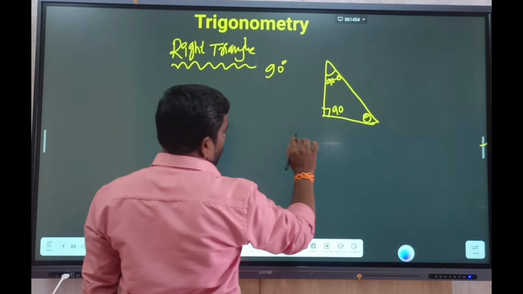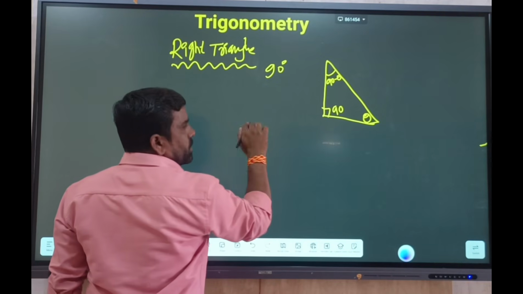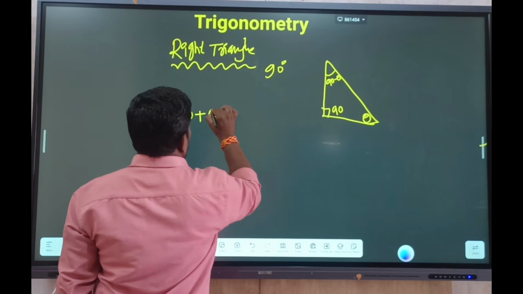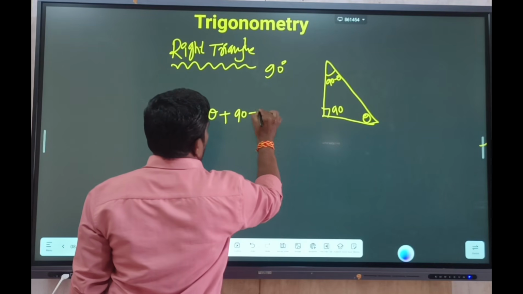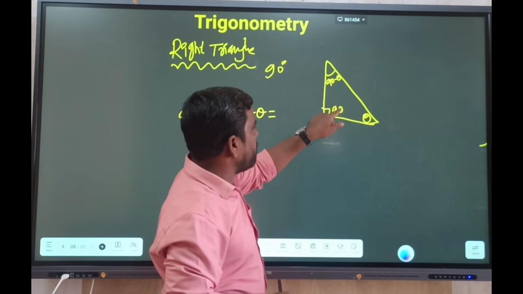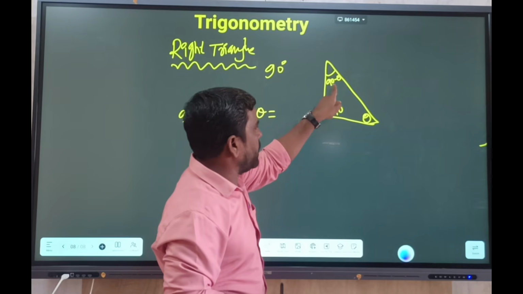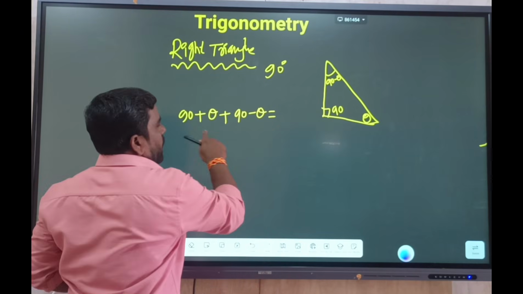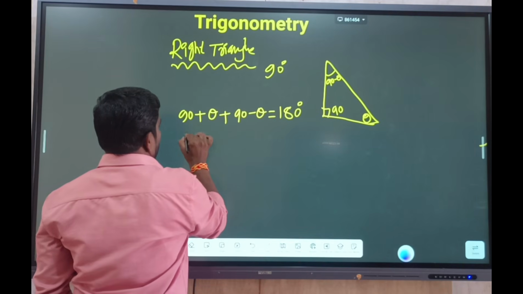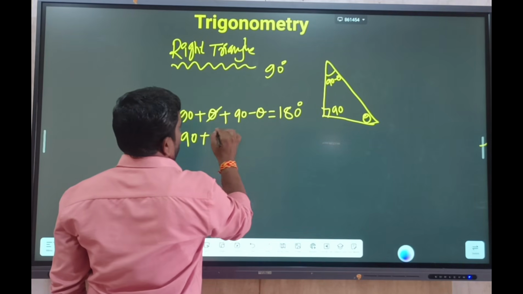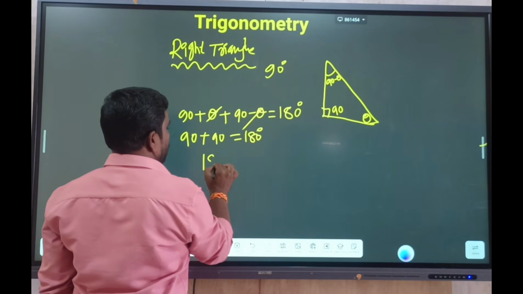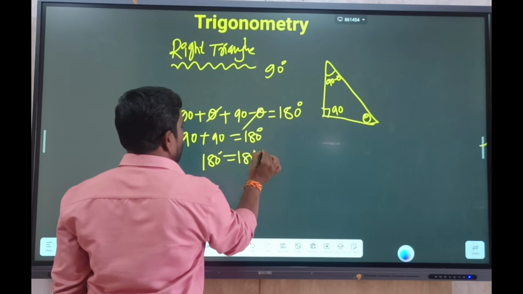Look here, the sum of the three angles is 180 degrees. Here 90 degrees plus theta plus 90 minus theta. These are the three angles in a right triangle: 90 degrees, theta, and the remaining 90 minus theta. The sum of the three angles in a triangle is 180 degrees. So theta minus theta cancels, remaining 90 plus 90, 180 is equal to 180. Both are equal.